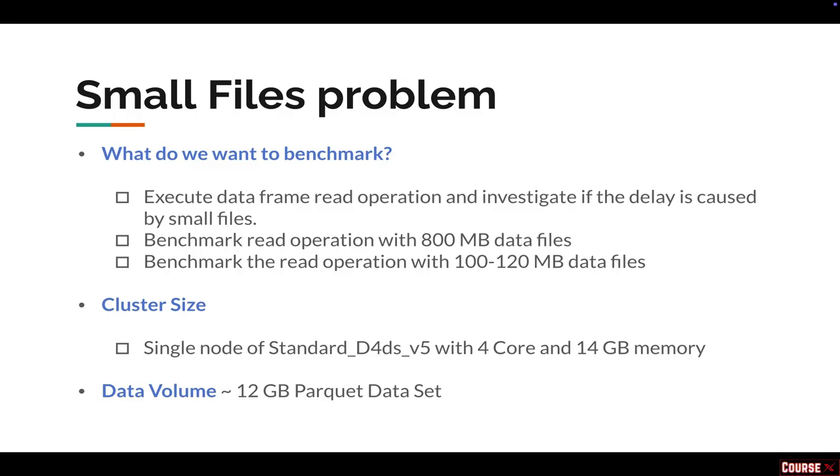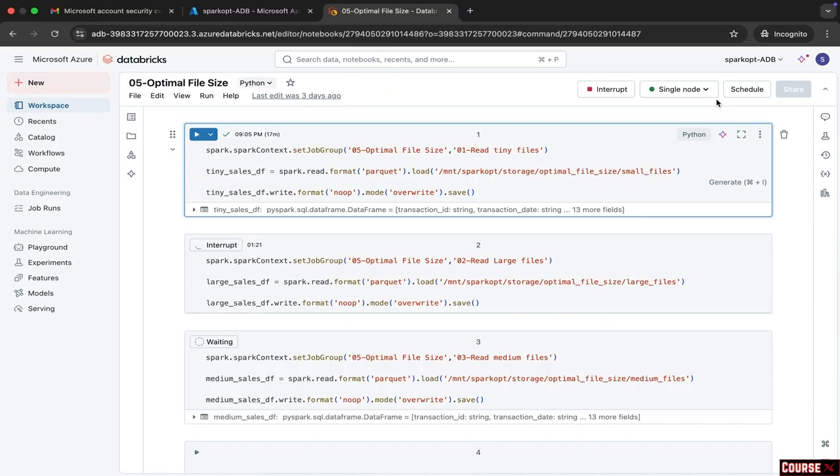Let's go to the Databricks UI to understand the code. I have already started the cluster and started running the notebook. By the time it finishes, let's go through the notebook one by one. Here you can see we have 3 cells. In the first cell we are reading the small tiny files that the application team has provided us.